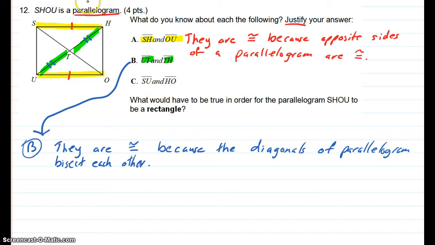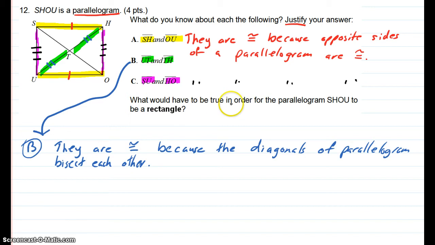All right, now let's take a look at C. SU and HO. What do we know about those? Since it's a parallelogram, we know that the opposite sides are congruent. So they are congruent because the opposite sides of a parallelogram are congruent. So it's the same as this. Now on the test I wouldn't put ditto marks, I'd actually write it out.